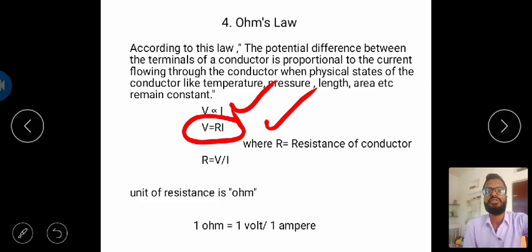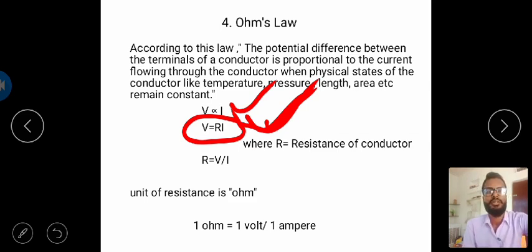And this is the most important formula of this chapter: V is equal to IR. This formula will be used on many occasions in this chapter, and you can't do any kind of numericals without using this formula. So always remember this formula.